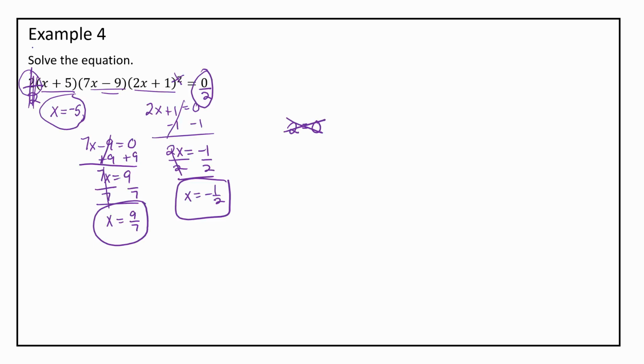That's our video for 10.4, solving polynomial equations by factoring. Once you know how to factor, you would do the first step yourself to get the parentheses, and then this would be your last step to find your answers.